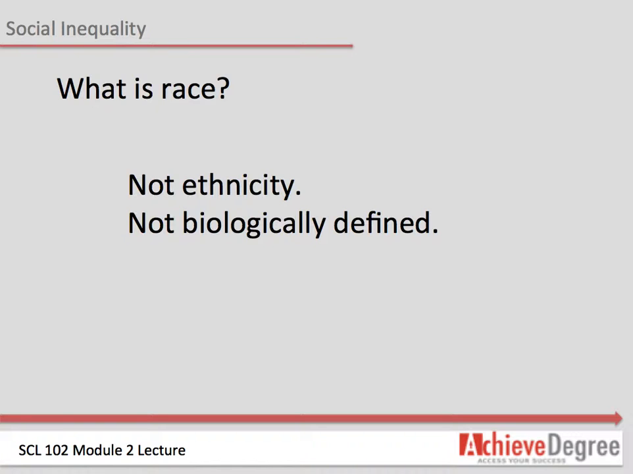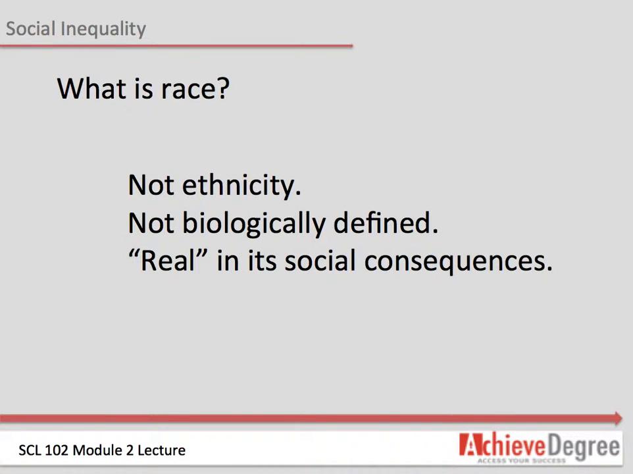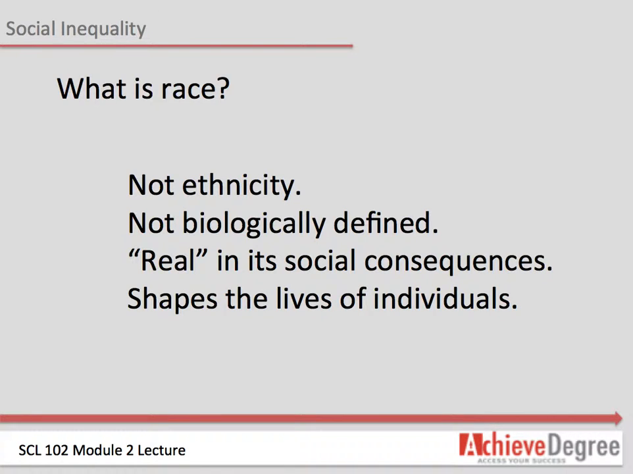However, it is important to remember that though race is not real in a biological sense, it is real in its social consequences. Race is a category with a great deal of social meaning and consequences in our society, and shapes the lives of individuals. There's a very real disparity in wealth inequality by race, as we can see from the previous graph. Race is real because of the social meanings we attach to it, and it shapes our life chances.